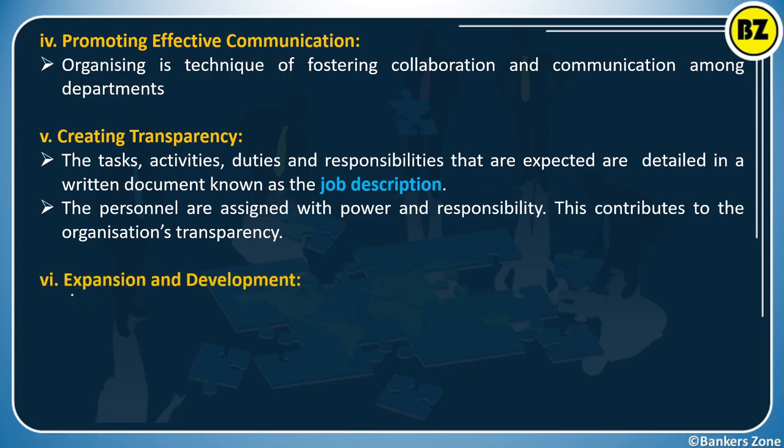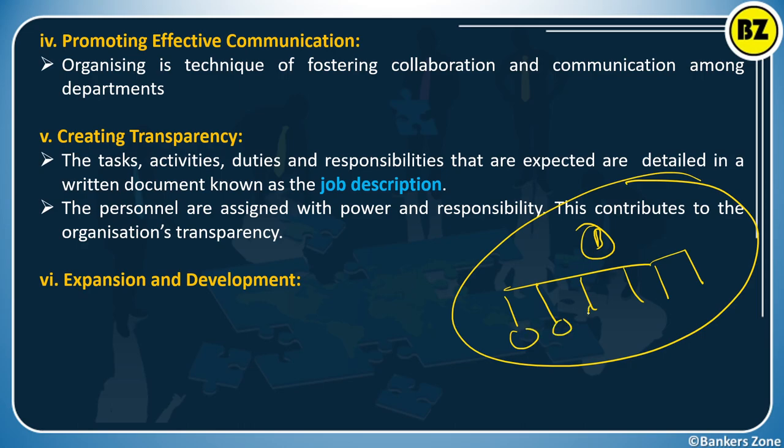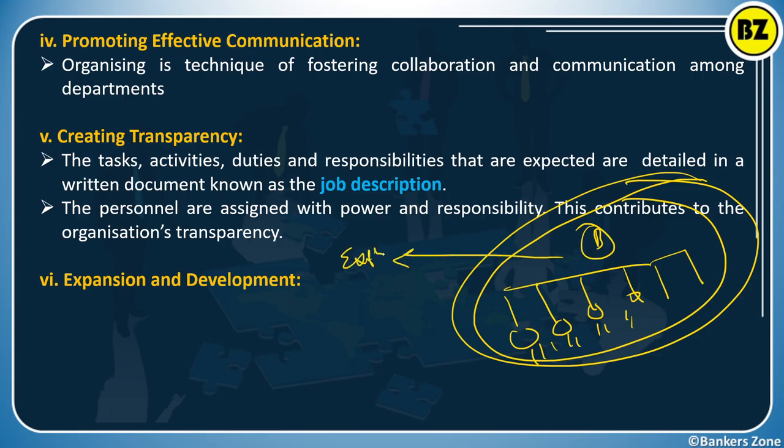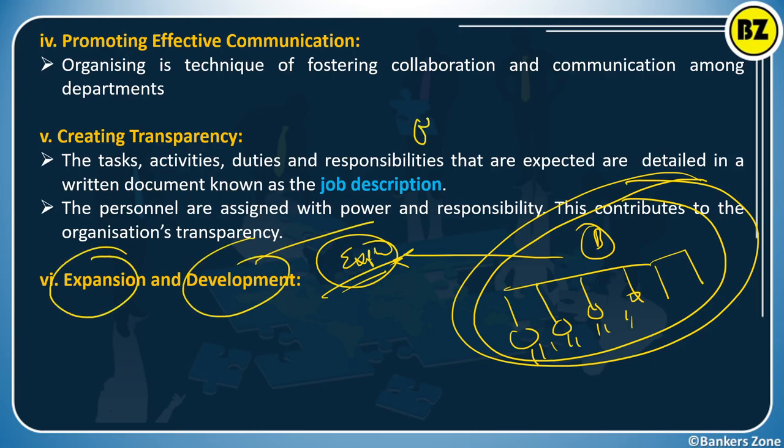Now, expansion and development. Obviously, if things are well organized, every company is doing good. For example, I will tell you. The bank has separate departments: loan department, advance department, third party product deposit section, government scheme department. So different departments are there. That means that the bank is well organized. Different heads are there, different employees working under them. So the bank is well organized. Now the bank can think about expansion because everything is well organized. So obviously expansion and development come through organizing.